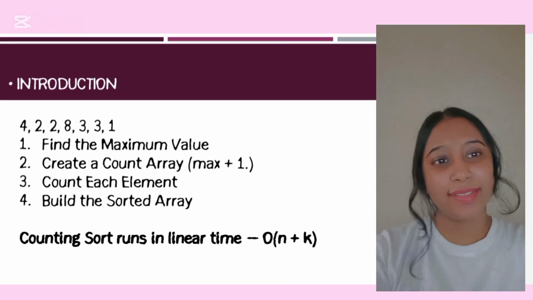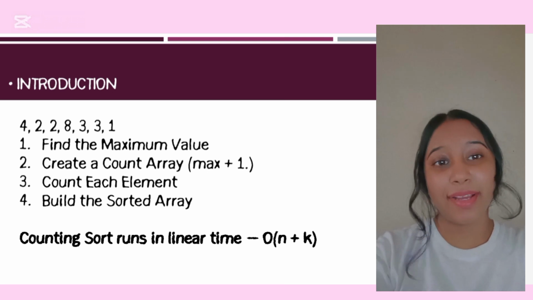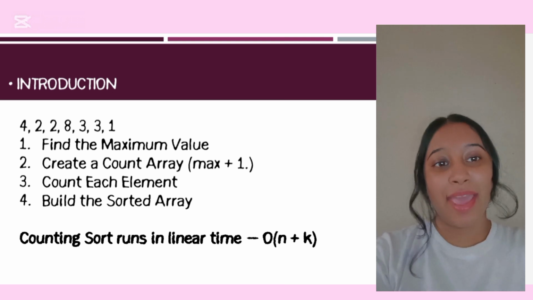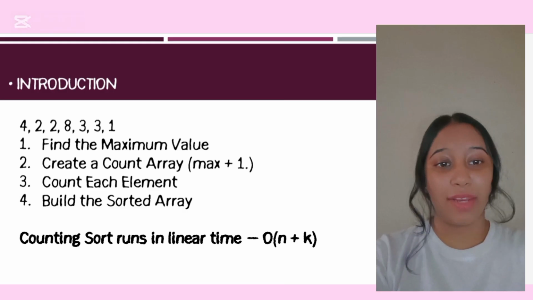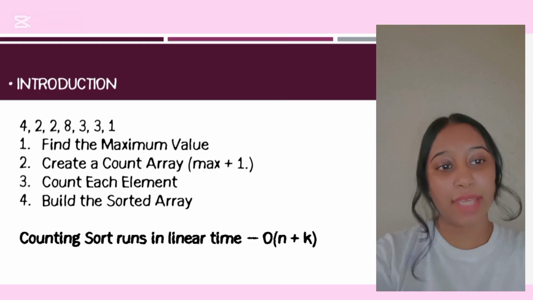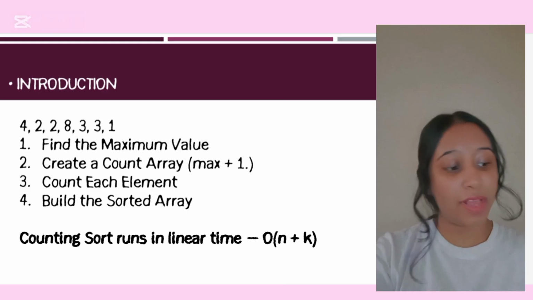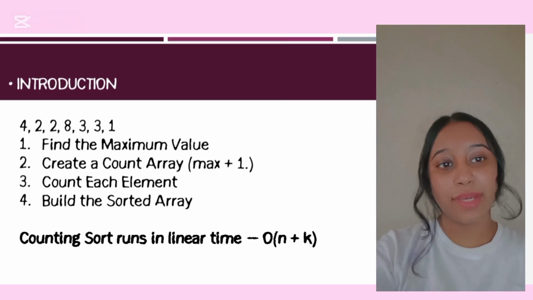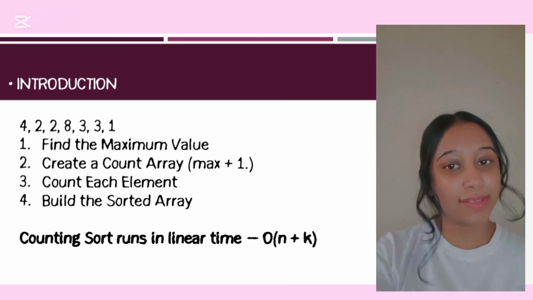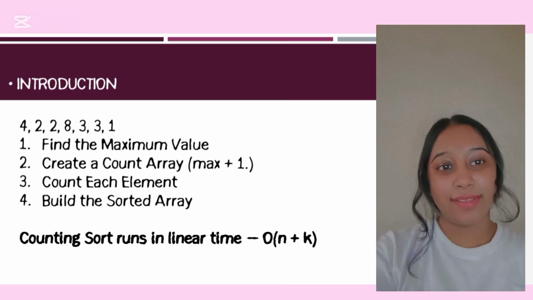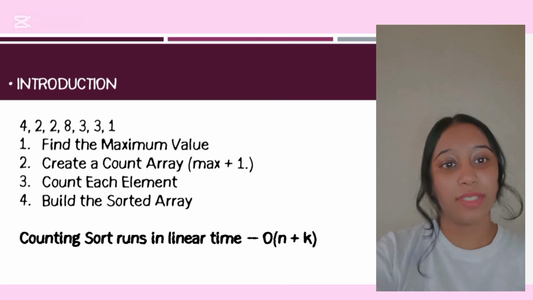Let's understand counting sort step by step with an example. The example array is 4, 2, 2, 8, 3, 3, 1. Step 1 is find the maximum value. First, find the largest number in the array. In our example, the maximum value is 8. Step 2 is create a count array. Now create a count array of size max plus 1. This array stores how many times each number appears. The count array is initially 0, 0, 0.